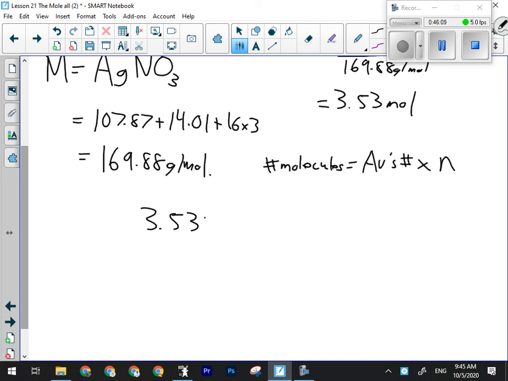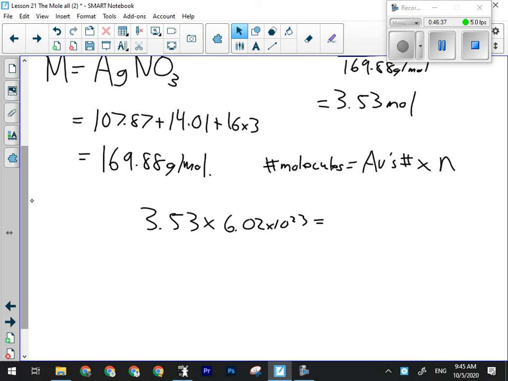3.53 times 6.02 times 10 to the 23. Now, you're probably thinking, all right, how do I put that crazy number into my calculator? I'm so glad you asked. Here's how. You're going to have to use the exponent button on your calculator.